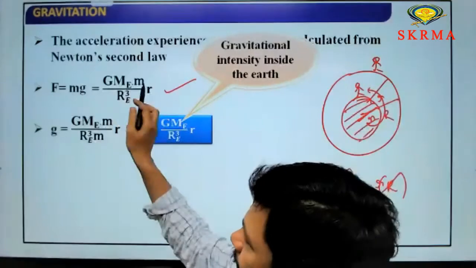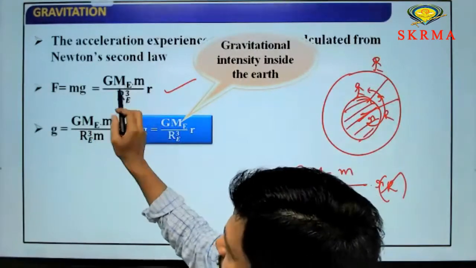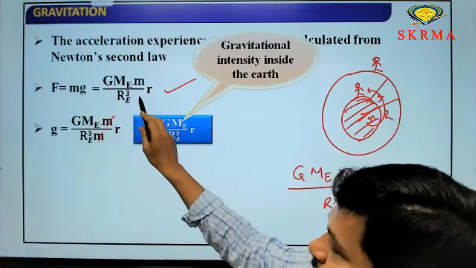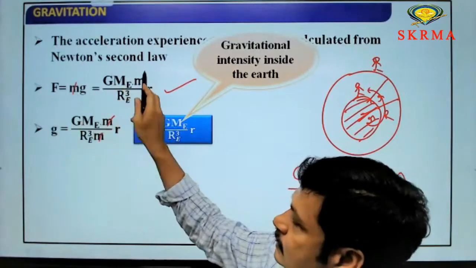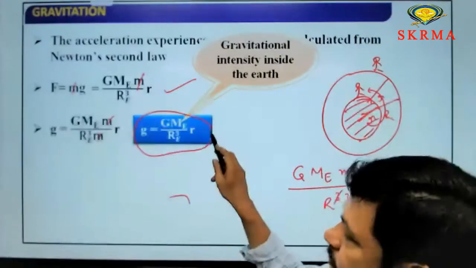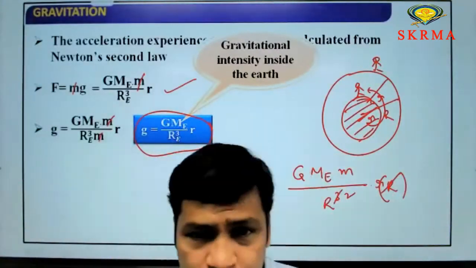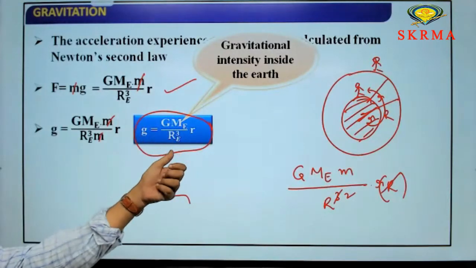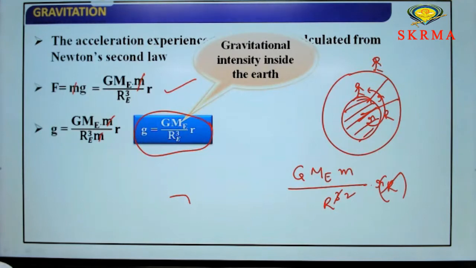If you cancel the m on both sides, then the equation is G m1 m2. The m will be cancelled, and the equation can be written like this. Only for the equation for gravity, g is equal to G Me by r cubed into r. This is the gravity inside the Earth's surface.